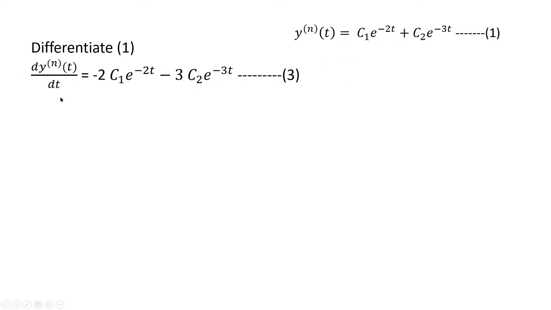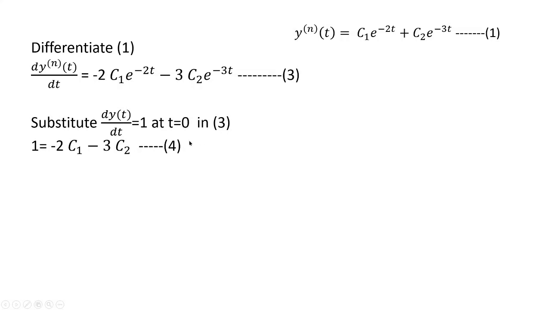So what we have, d by dt of the natural response that we got is equal to minus 2 c1 e to the power of minus 2t minus 3 c2 e to the power of minus 3t. That is equation 3 after differentiating the natural response that we got in terms of unknowns. So substitute the given initial condition, that is d by dt of y of t is 1 at t is equal to 0 in this relation. So we get on the right hand side this e to the power of 0 becomes 1. So we get minus 2c1 minus 3c2.